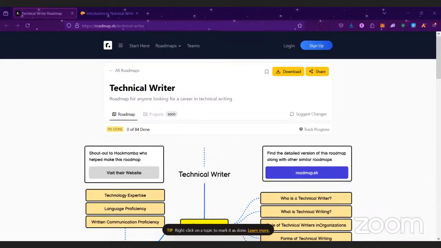So I think I'll be stopping there for now. Please go to this website. This is one of the websites I use for my roadmap personally. It is roadmap.sh. Go there, go to the technical writer section and just follow through. It is a very, very simple website.